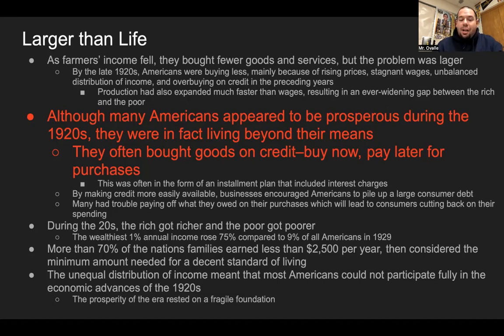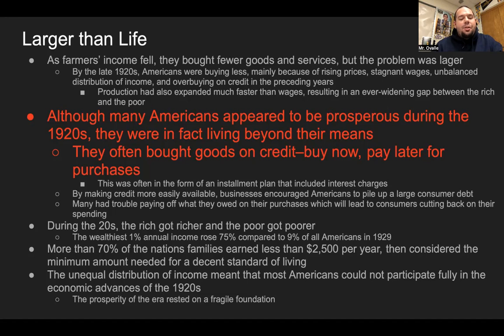During the 20s, the rich got richer and the poor got poorer. The wealthiest 1% of the population saw their annual income rise 75%, compared to a 9% increase for all Americans. In 1929, more than 70% of the nation's families earned less than $2,500 per year, which was considered at the time the minimum amount needed for a decent standard of living.